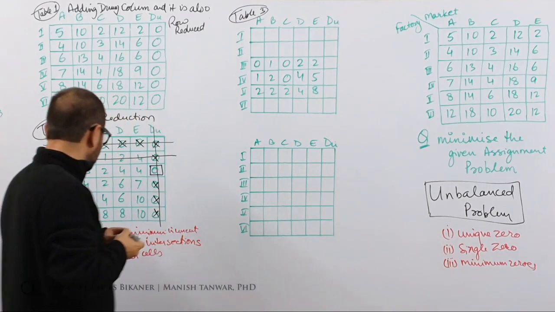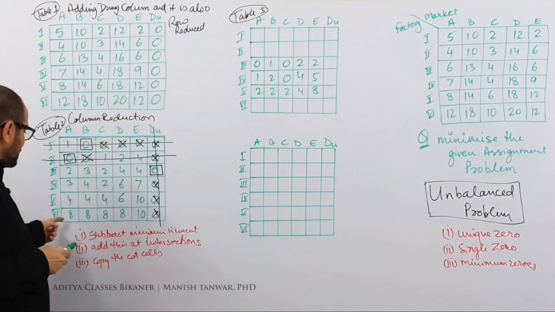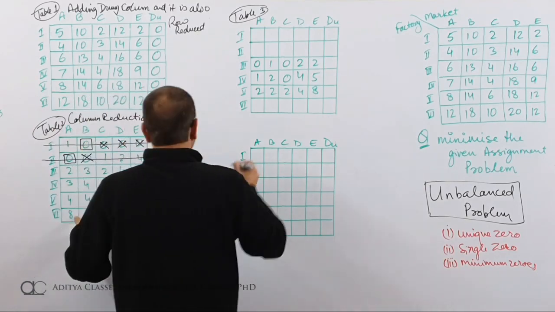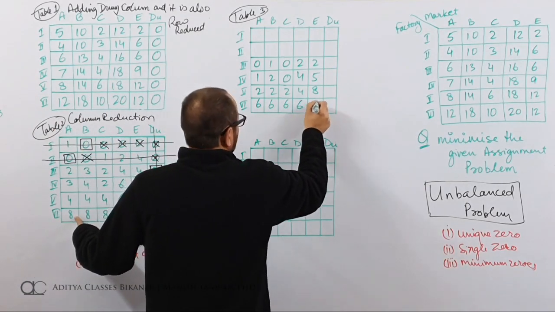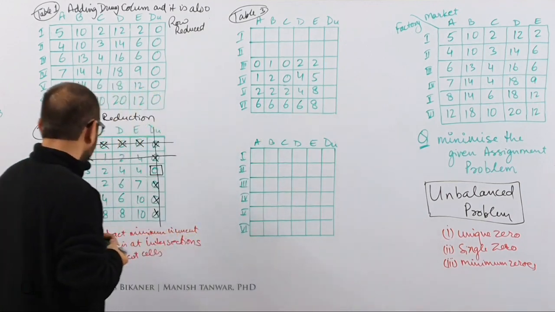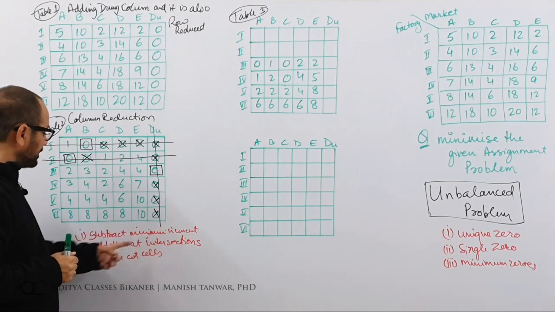What is this step? This is the first step. Subtract the minimum in the uncut cells from all uncut cells. Okay, we have these also. So it will become 6, 6, 6, 6 and 8. This is our new table, so subtract the minimum in uncut cells.